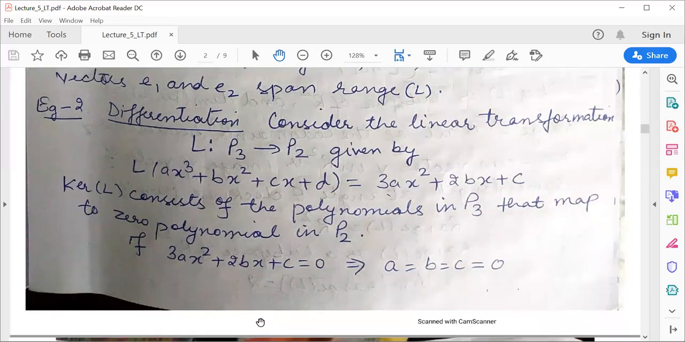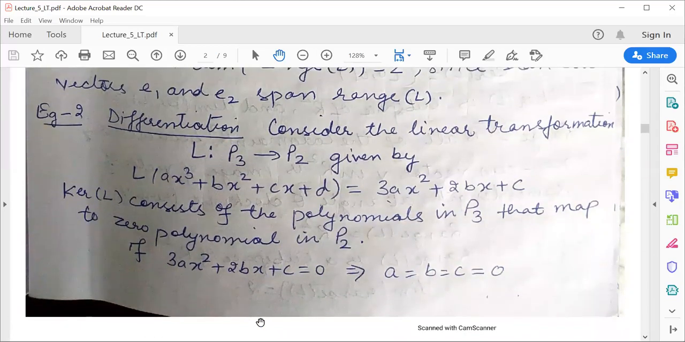Now, example number 2 is differentiation, which means the linear transformation is defined in terms of the derivative. This is a linear transformation from P3 to P2, meaning polynomials of degree 3 to polynomials of degree 2, taking one-time derivative. So this is how the linear transformation is defined here.